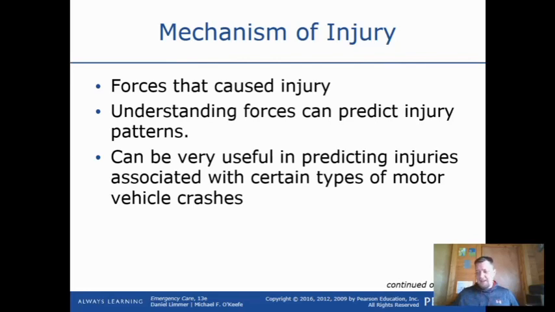So when we look at various things in motor vehicle accidents, we're looking at what kind of accident it was. Was it a rollover? Was it a rear end? Was it a head-on? Was it a T-bone? We can pretty much predict what kind of injuries they may have because of that accident.